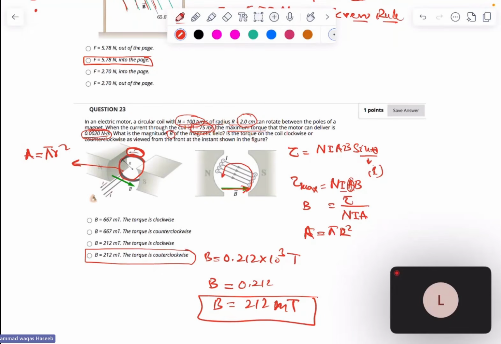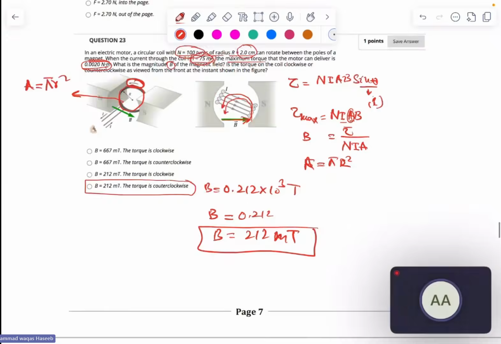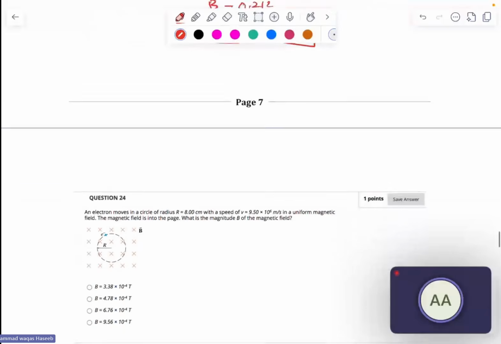Did you get that? Doctor, clockwise, correct? It's clockwise, correct. We're talking about the counterclockwise torque. Yeah, torque, counterclockwise torque. We are talking about the torque, the force experienced, not the magnetic field. It's about the torque we are talking about. Okay, yes, counterclockwise. Okay, I get it.